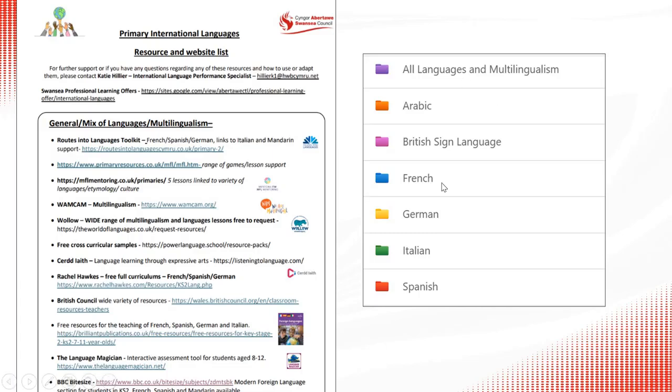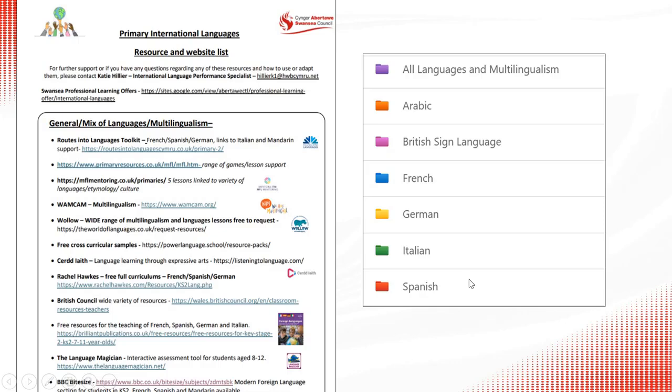And within the resources folder then, everything has been split. Again, if you're looking at getting started with multilingualism, so the multilingualism toolkit I mentioned and other resources are saved here. Otherwise, within here, there are resources you can use straight away, especially in French and Spanish.